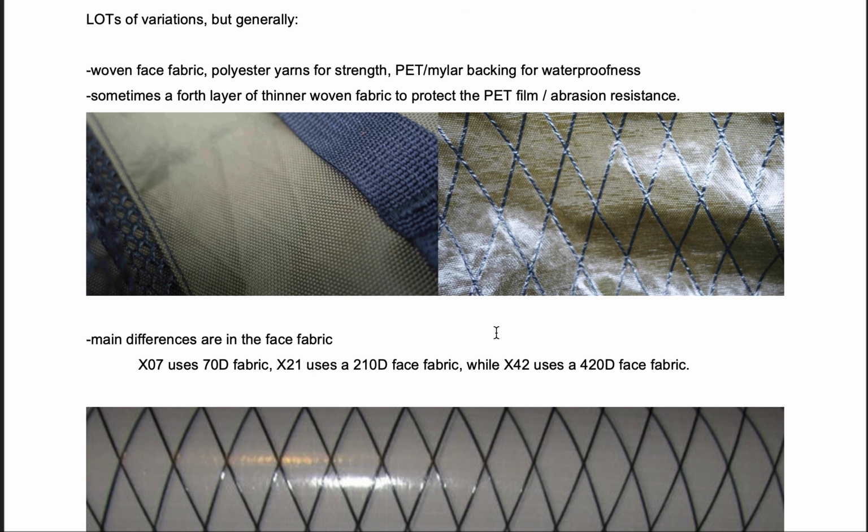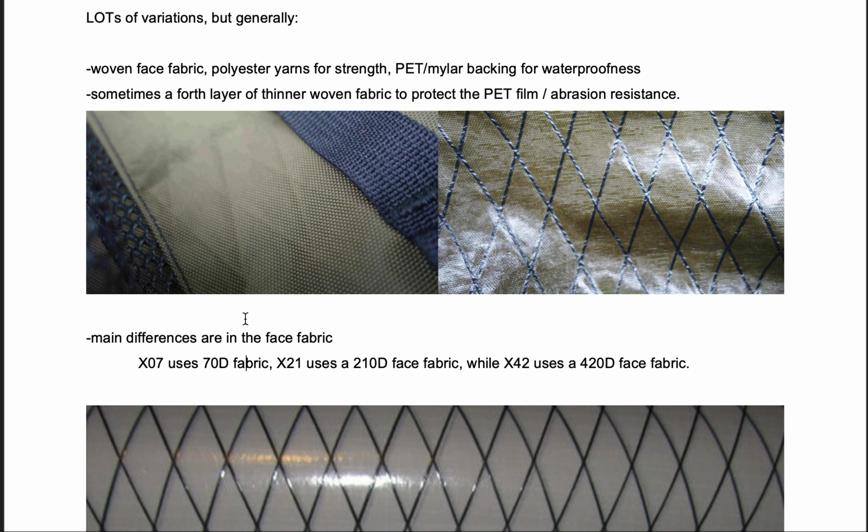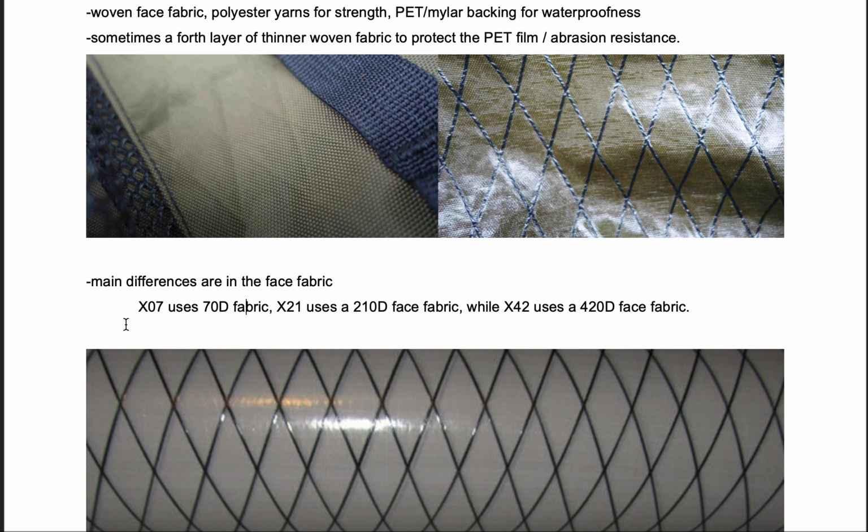A 4th layer of woven fabric. Now, the main differences between different X-Pac fabrics, you'll see them as X07, X21, X42. The main difference is the denier of the yarns in the woven face fabric. What they'll all have in common is the really thick polyester yarns in the X pattern and the PET plastic film. X07 means they use a 70 denier face fabric, X21 means they use a 210 denier face fabric, and X42 means they use a 420 denier face fabric.